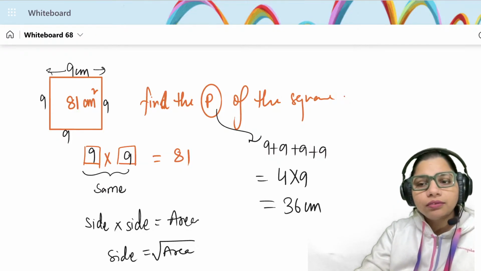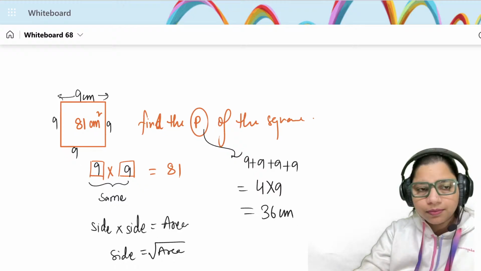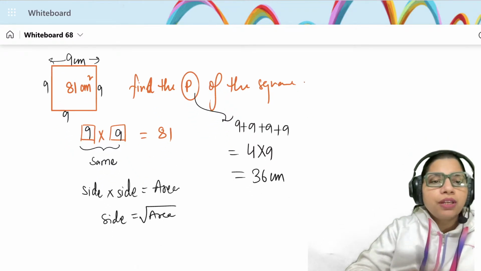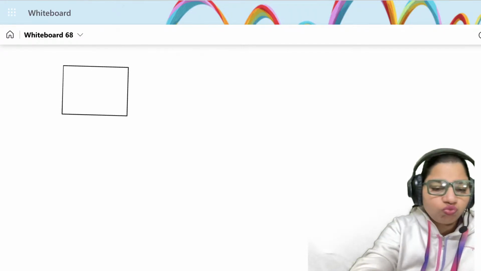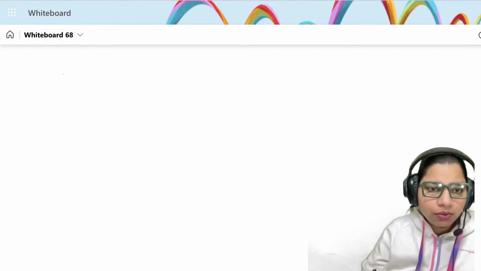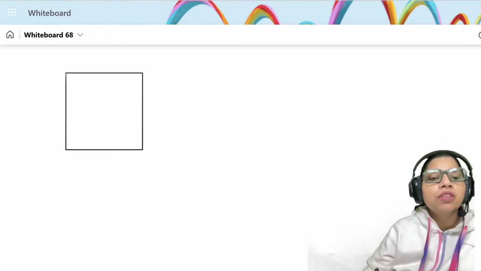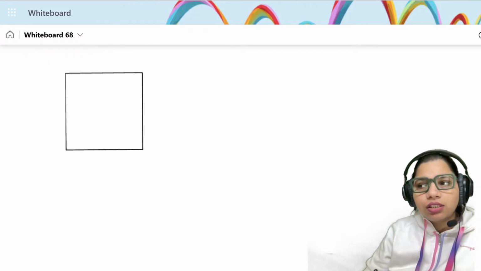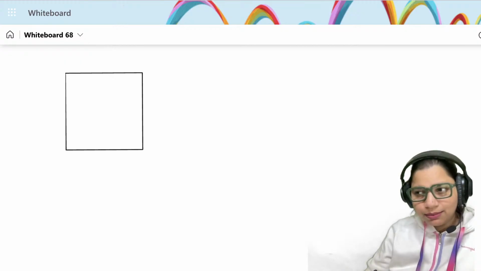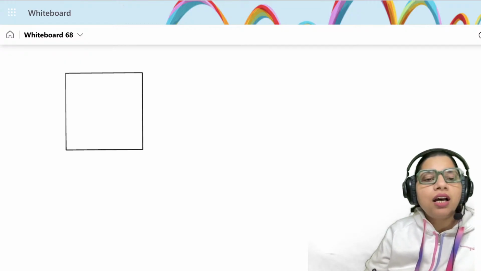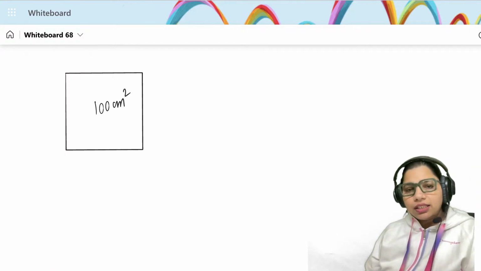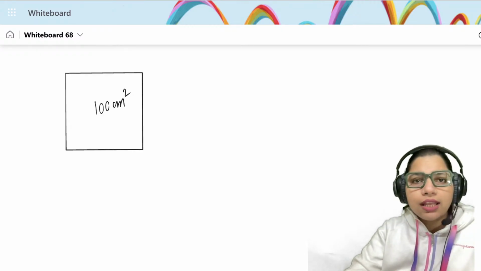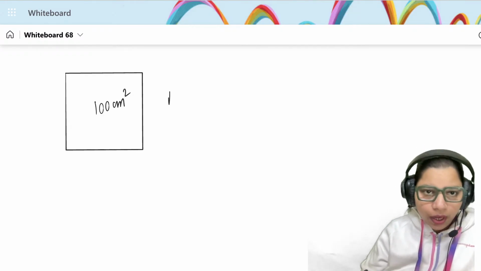Hope that makes sense. Let's try doing another question. It doesn't look like a square, no? I just really want to draw a square. Okay. If I say the area is 100 squared centimeters. What is the perimeter of the given square?